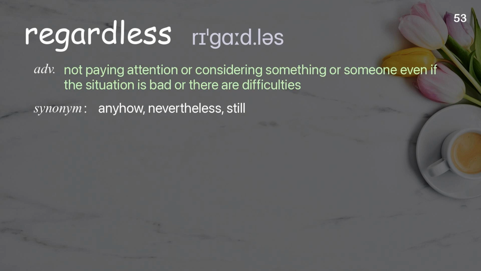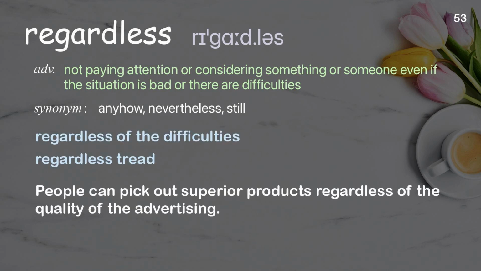Regardless. Not paying attention or considering something or someone even if the situation is bad or there are difficulties. Examples: Regardless of the difficulties. Regardless tread. People can pick out superior products regardless of the quality of the advertising.